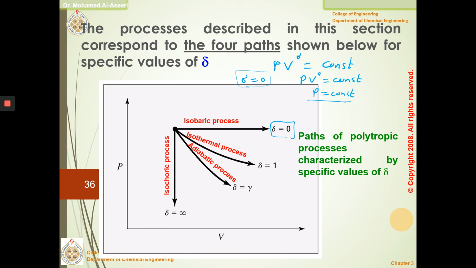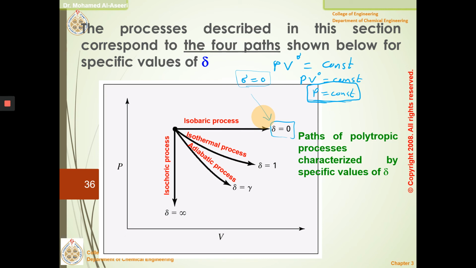2 to the power 0 is 1. 10 to the power 0 is 1. Correct? So that's why I remove the V. V is not constant here. P, according to the final conclusion, becomes constant. So if delta is equal to 0, then it is an isobaric process. And an isobaric process is represented by a horizontal line. So isobaric is one type of the polytropic if delta is 0.